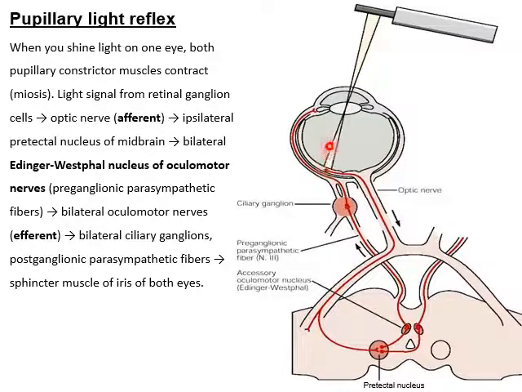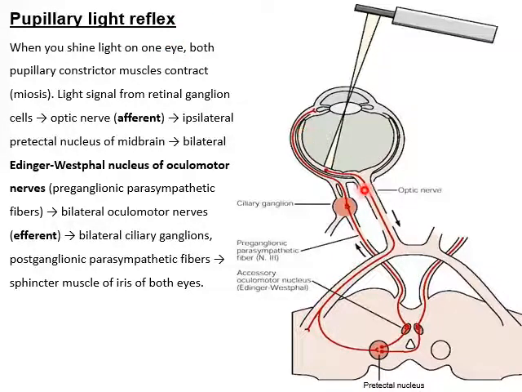Why does this happen? As you see in this illustration, this is the light signal going to the retina of the eye, and from the retina, the light signal excites the retinal ganglion cells, and the impulse reaches the optic nerve, and this is called afferent. Note that this is a reflex, and when you study a reflex, as you have studied in physiology, you are interested in knowing three things: what is the afferent, what is the center, and what is the efferent.